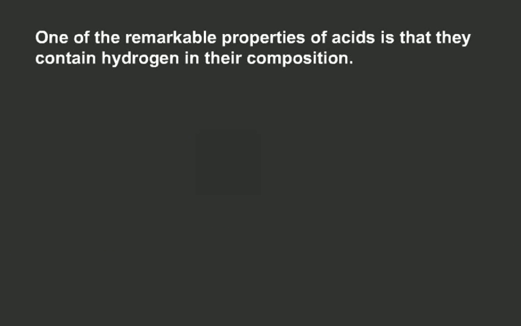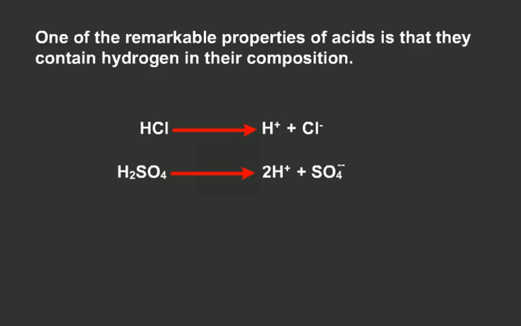Dear students, one of the remarkable properties of acids is that they contain hydrogen in their composition. Like HCl or hydrochloric acid contains hydrogen ion and chlorine ion. Sulfuric acid or H2SO4 contains 2 hydrogen ions and sulphate ions. Similarly, acetic acid or CH3COOH contains hydrogen ions and acetate ion.